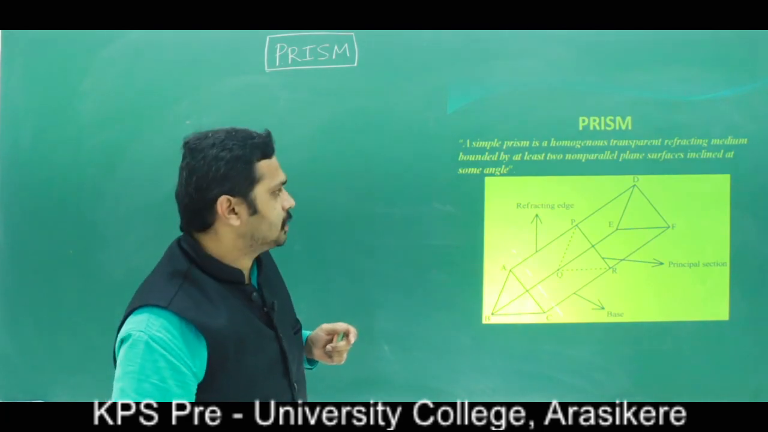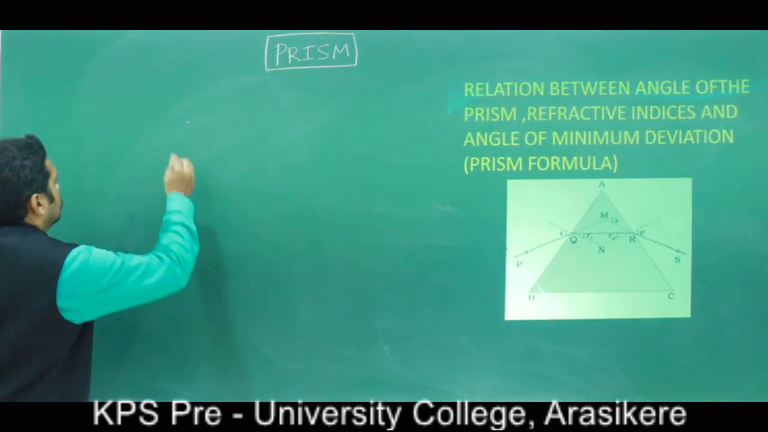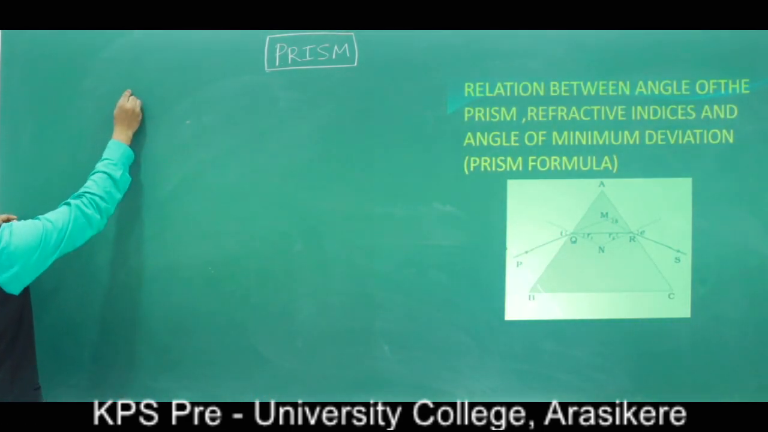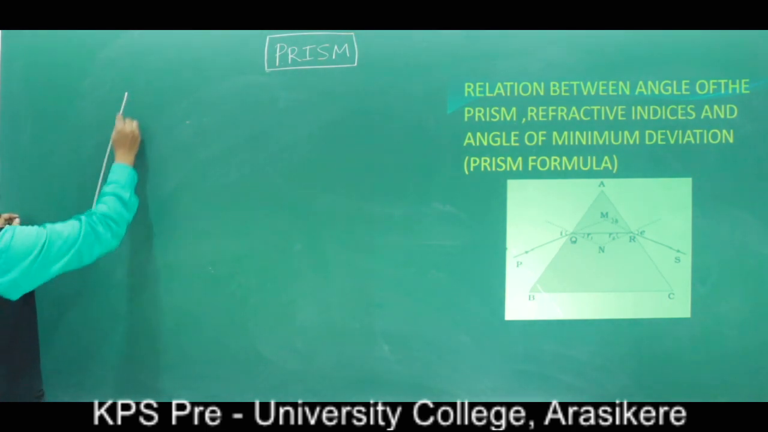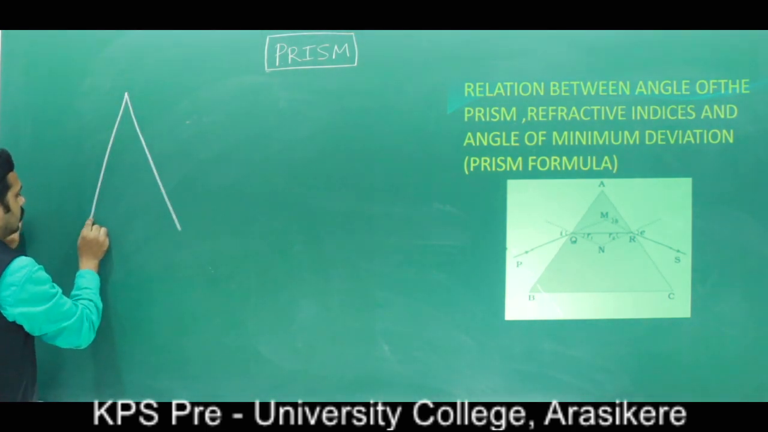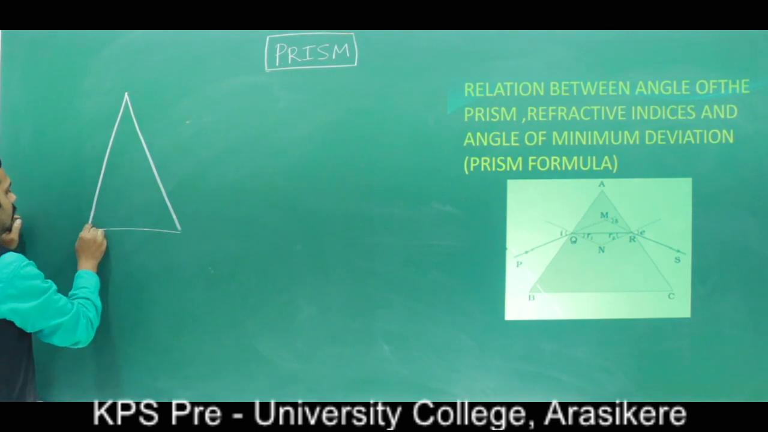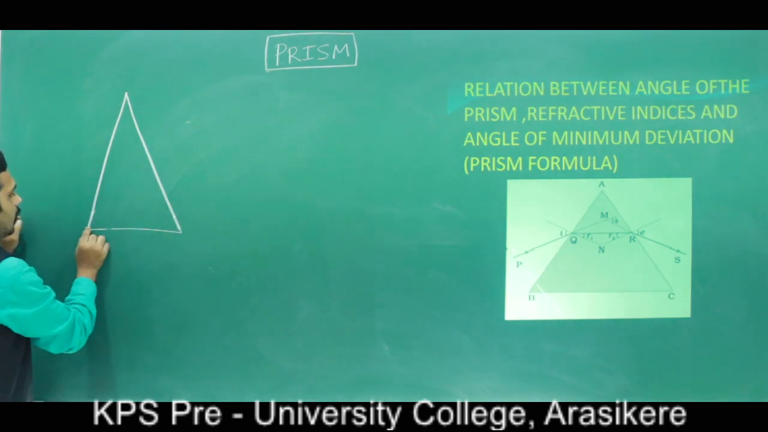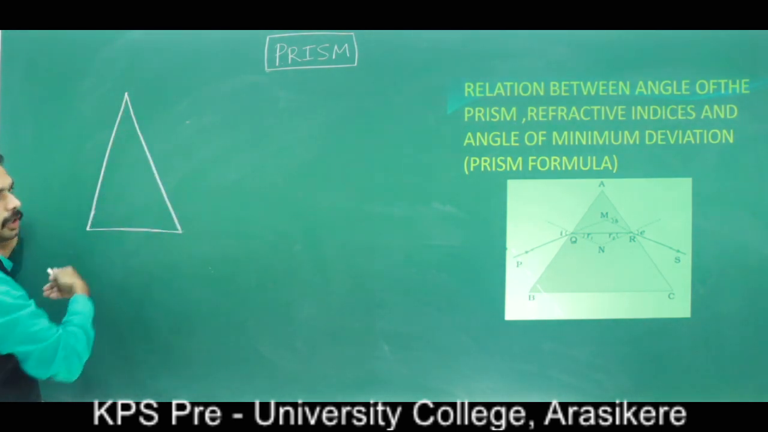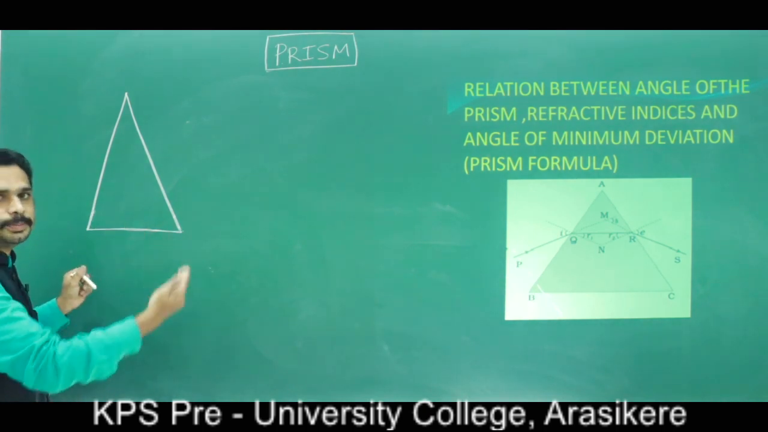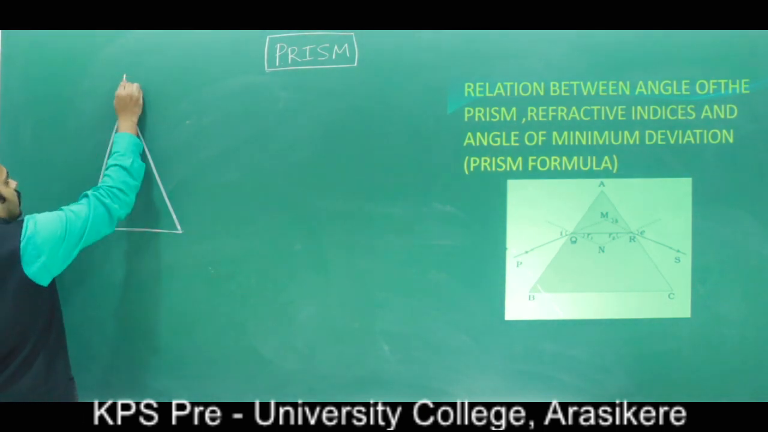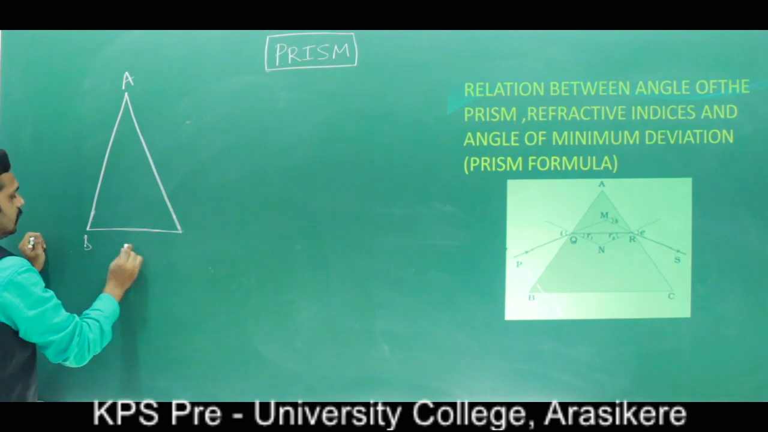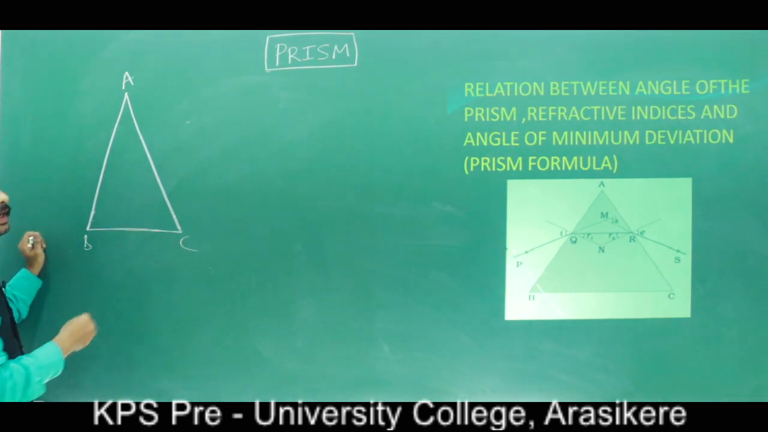How does refraction happen in a prism? Look at here. Suppose this is the prism. This is the triangular prism. I am using a triangular prism. This is one part of the prism we call the principal section of the prism. ABC is the triangular prism.